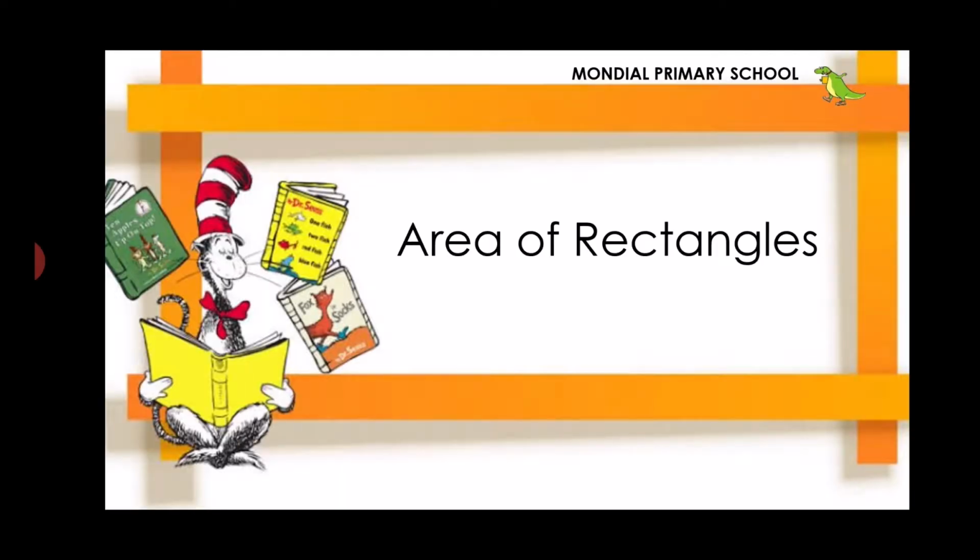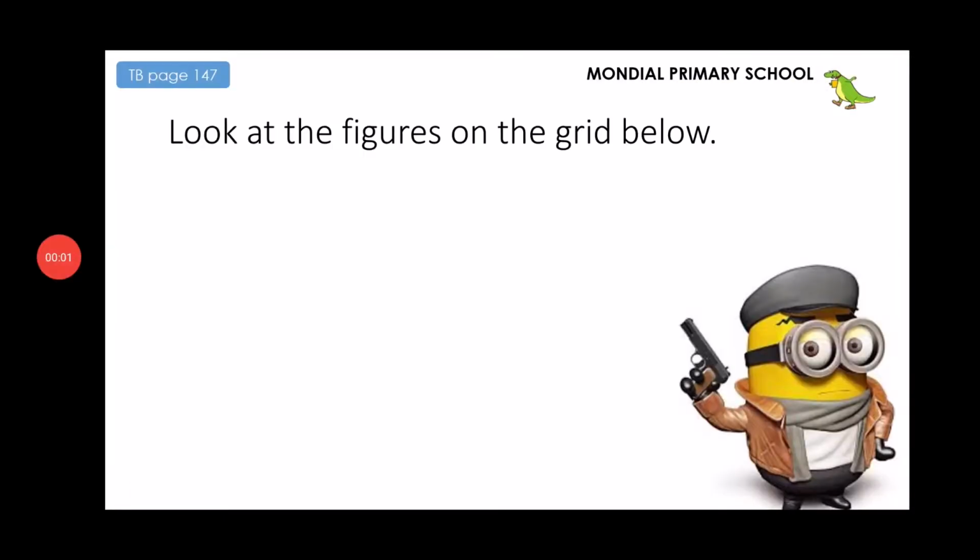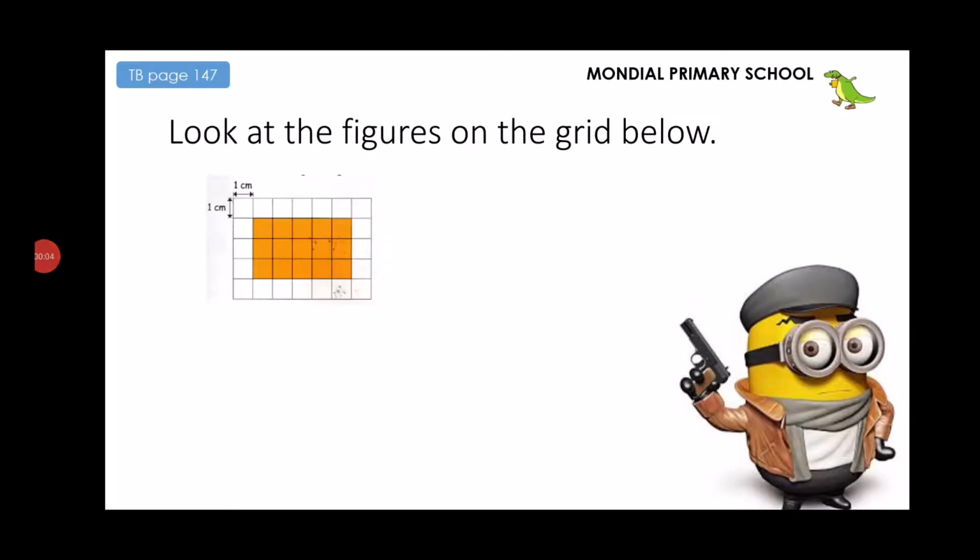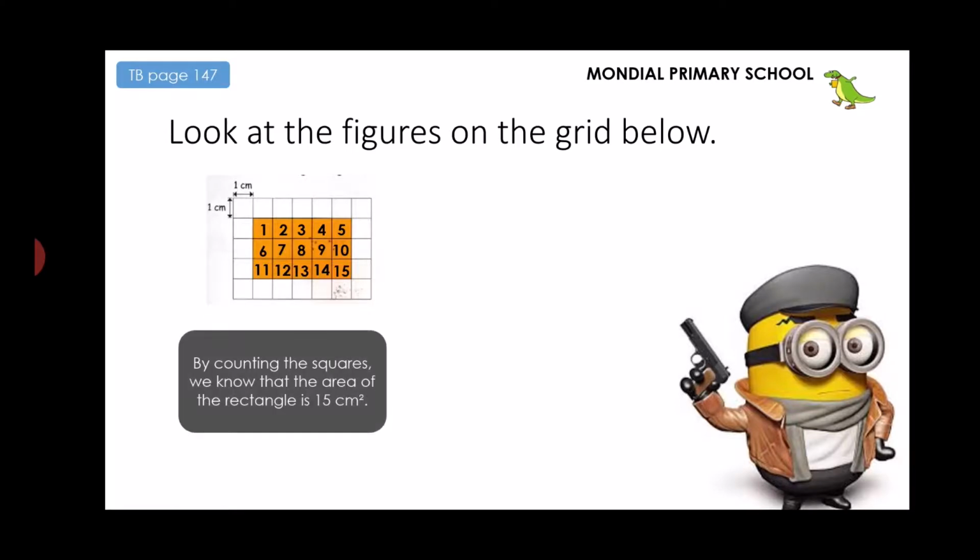Next, we are going to learn more about the area of rectangles. Please open your math textbook, page 147. Look at the figures on the grid below. Mia makes a rectangle using 1 cm squares. Do you still remember how to find the area of the figure? Great job by counting the squares. So, by counting the squares, we know that the area of the rectangle is 15 square centimeters.